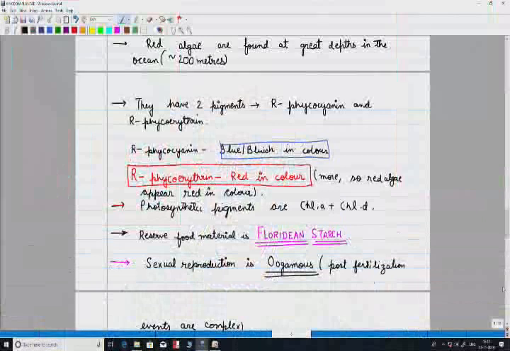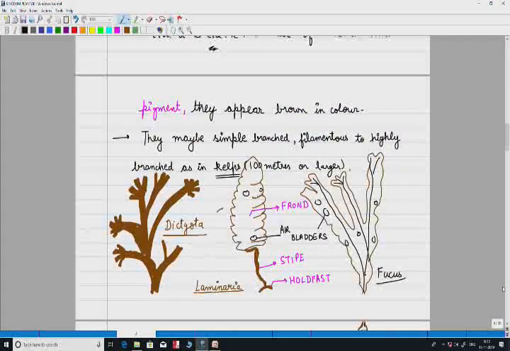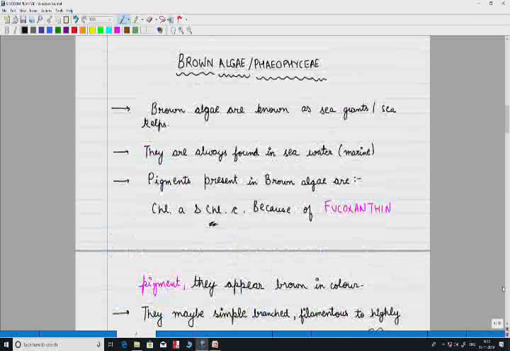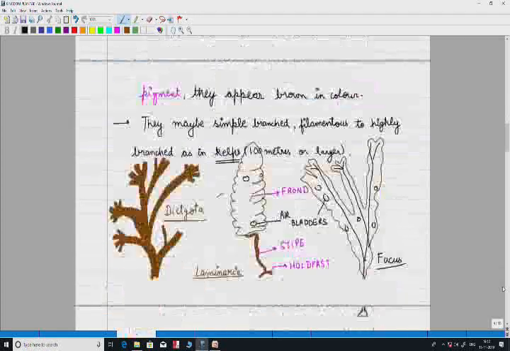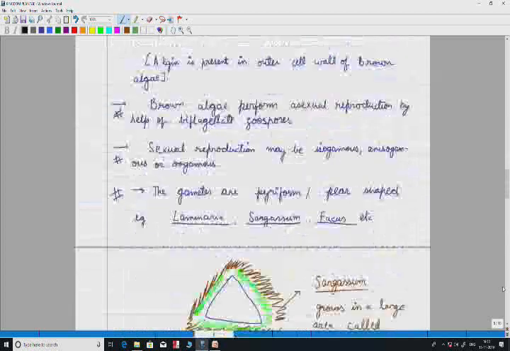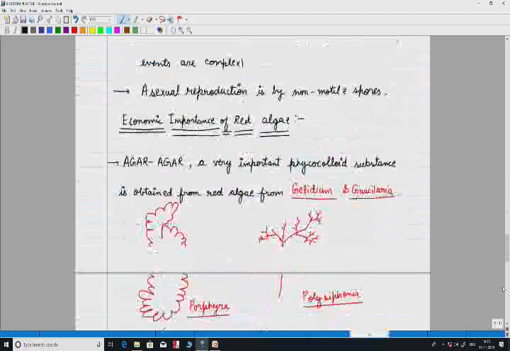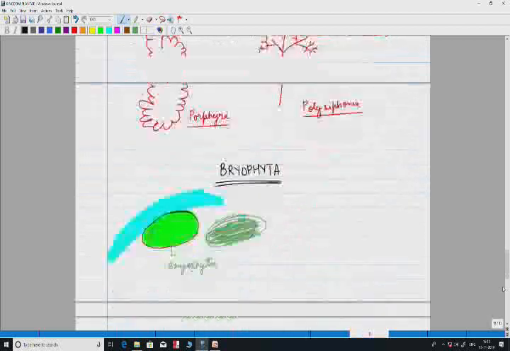So algae are of three types basically: green algae, brown algae, and red algae. Under kingdom Plantae, we have covered all the algae. In the last class, we did the red algae, brown algae, and green algae, regarding their pigments and everything, and we did a lot of questions also. So I hope you remember that. And now we'll today start with Bryophyta.